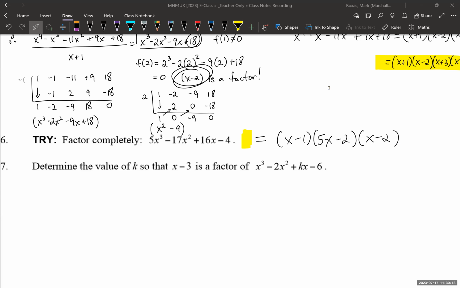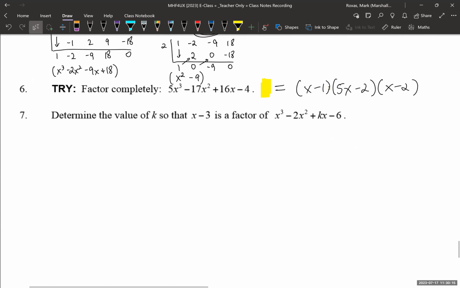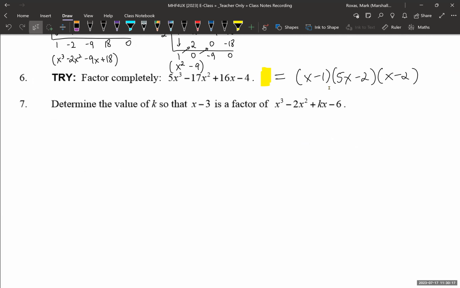All right, let's go to our last example, kind of a thinking problem. Determine the value of k so that x minus 3 is a factor of the polynomial x cubed minus 2x squared plus kx minus 6. For a question like this, you can always go back to the factor theorem. If we're trying to say x minus 3 is a factor, then f of 3 is going to be 0.